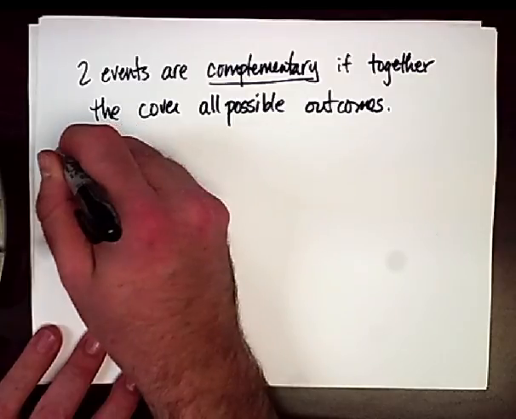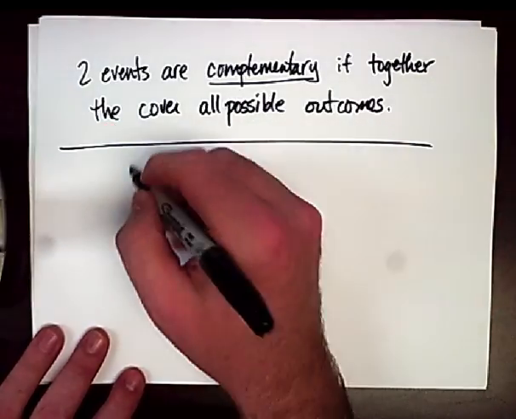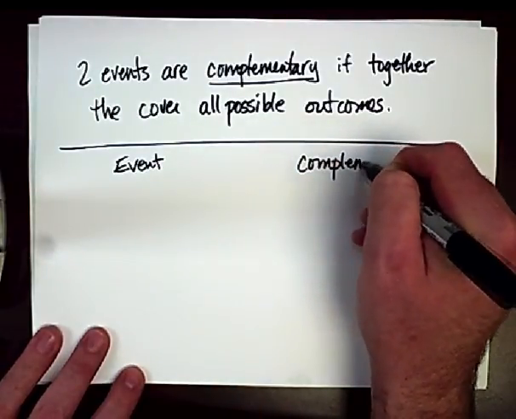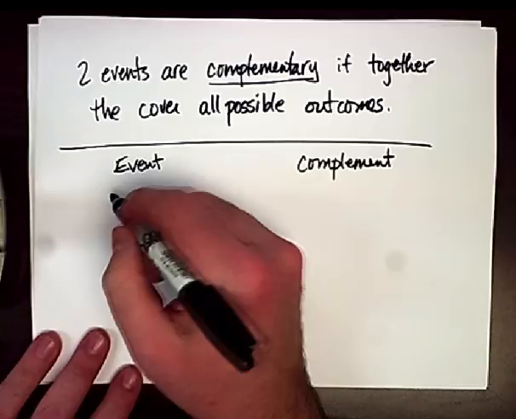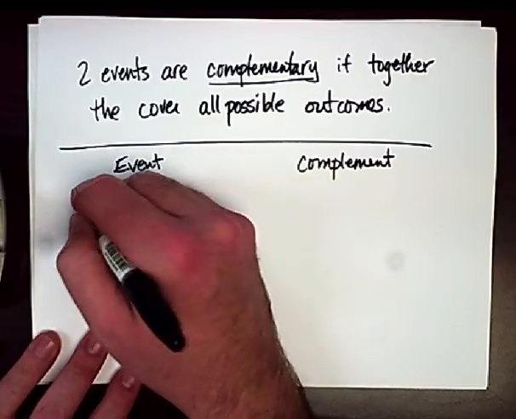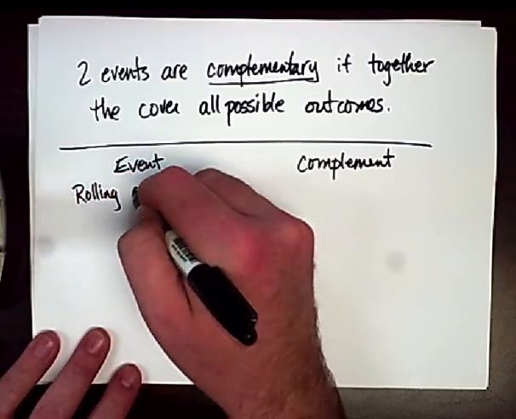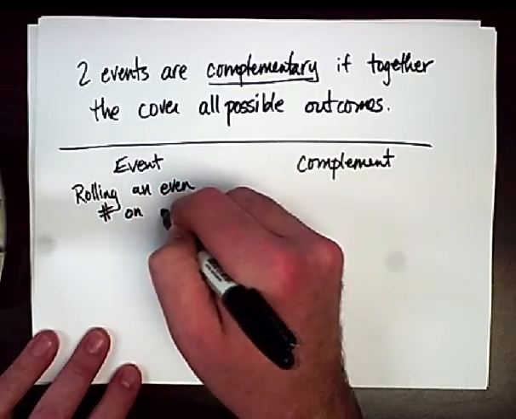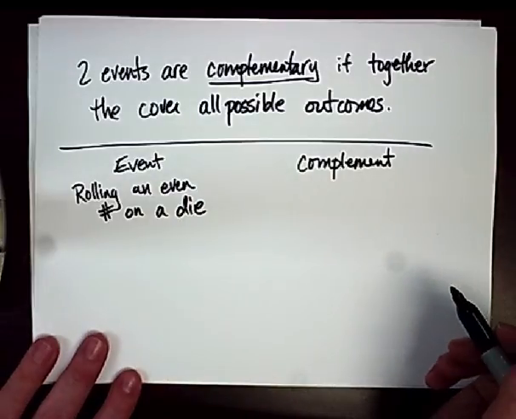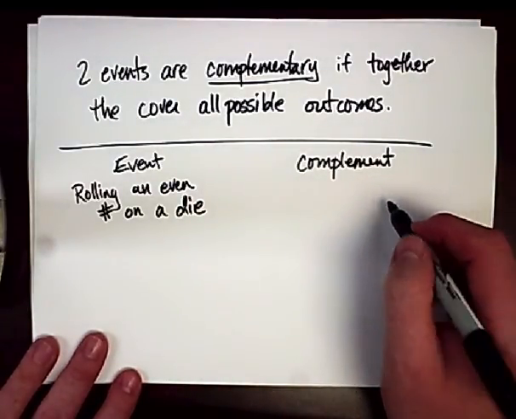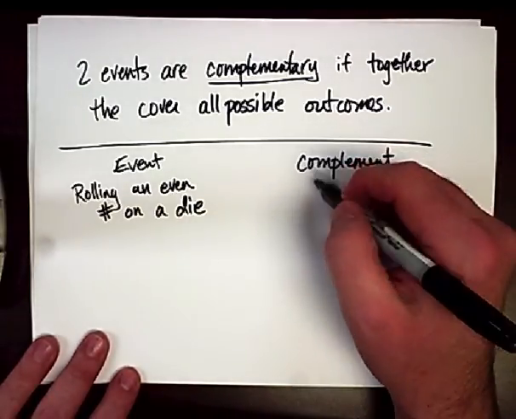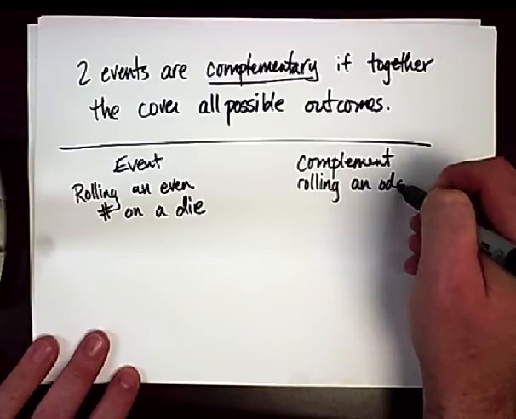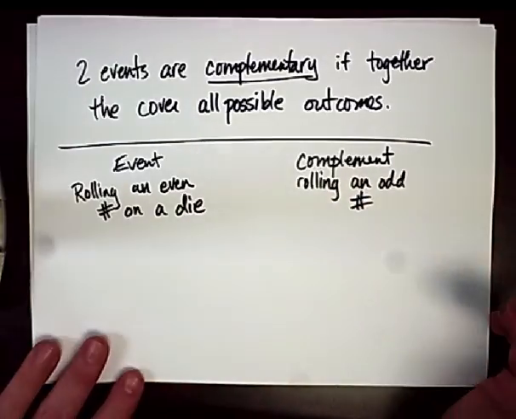So let me give you some events and let's talk about what the complement would be. Okay, what if the event was rolling an even number on a single die? Well, the complement would need to include everything that is not that. So that would be rolling an odd number, because together that covers everything.